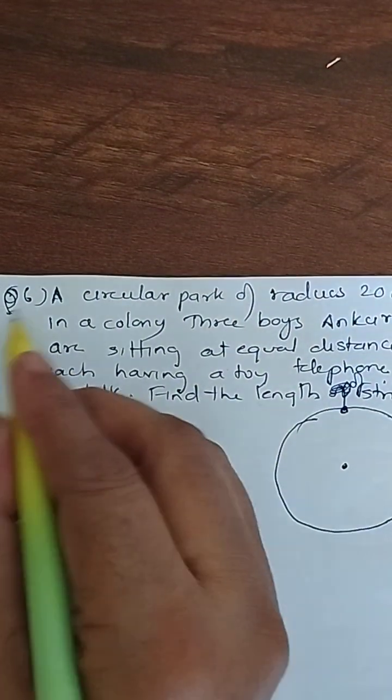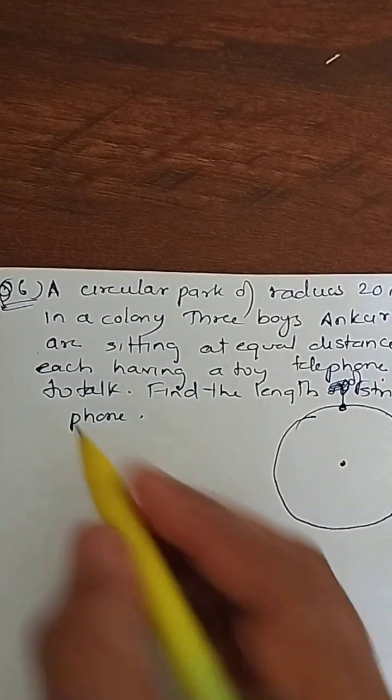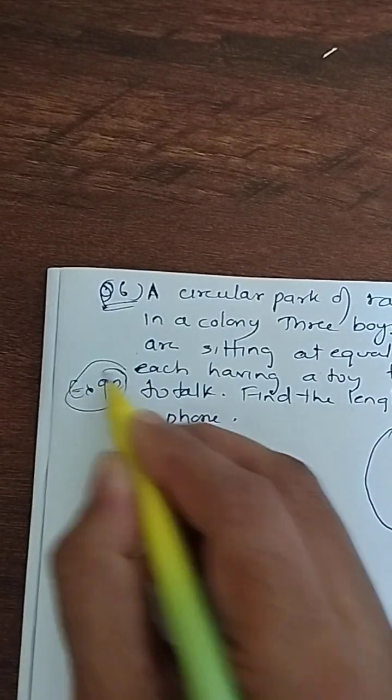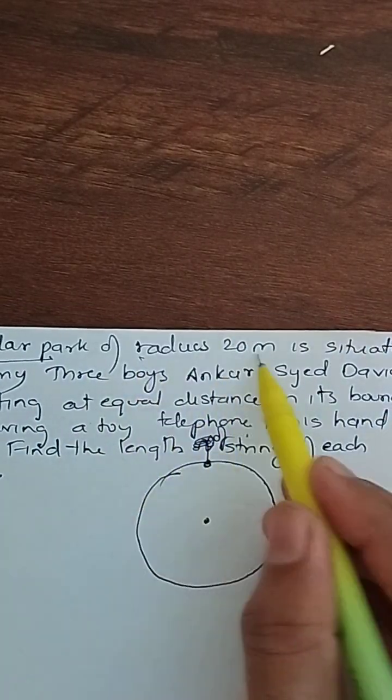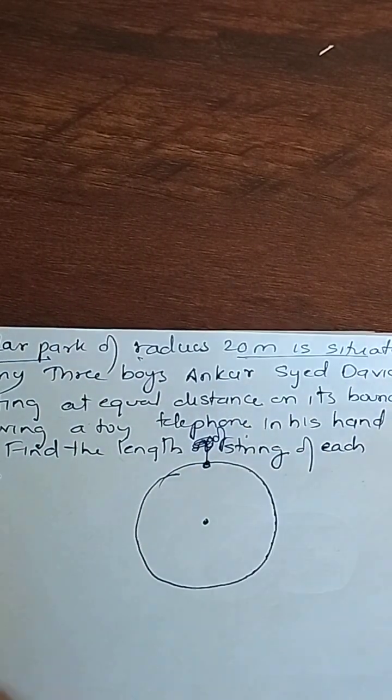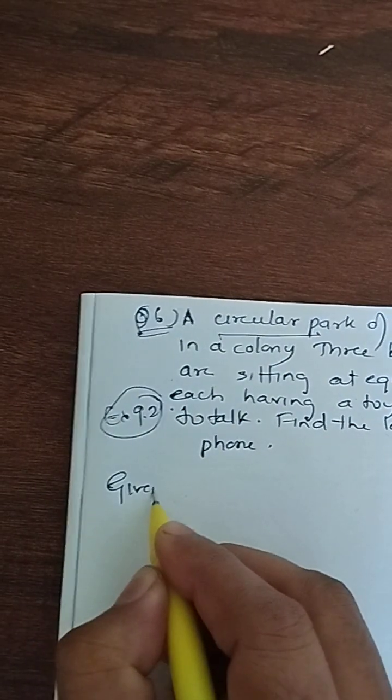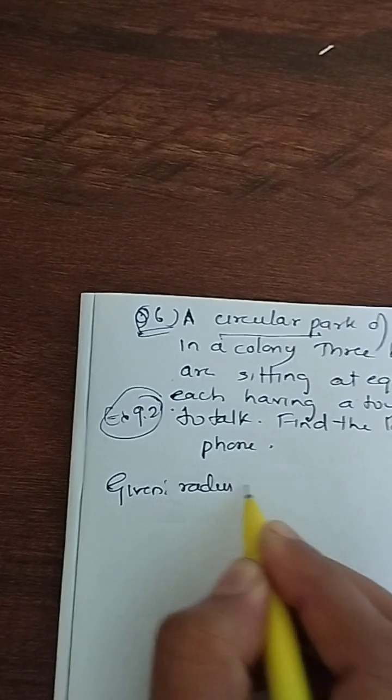Okay, now coming to question 6 of the same exercise 9.2. Here it states a circular park of radius 20 meters. So radius is given, so I'll write here given: radius is equal to 20 meters, situated in a colony.